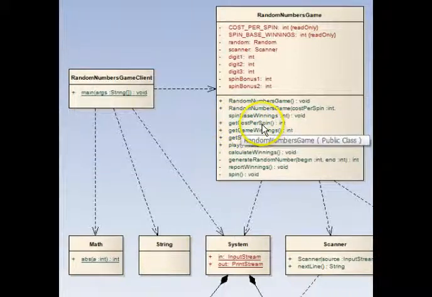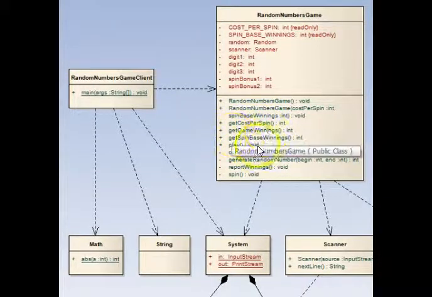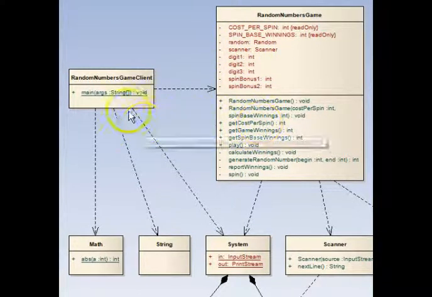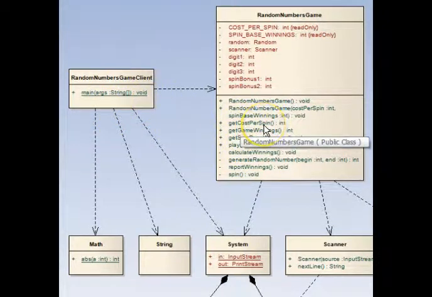Get cost per spin, get game winnings, get spin base winnings. These are called accessor functions, or simply getters. They allow the internal representation, the data that is private for certain fields, to be obtained by another class. So another class can get the cost per spin.